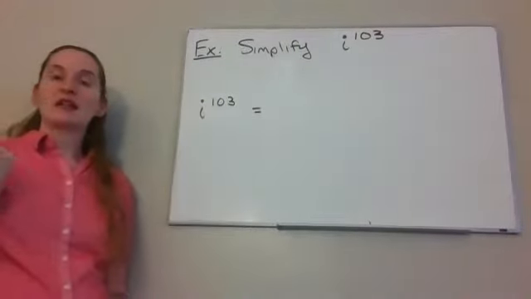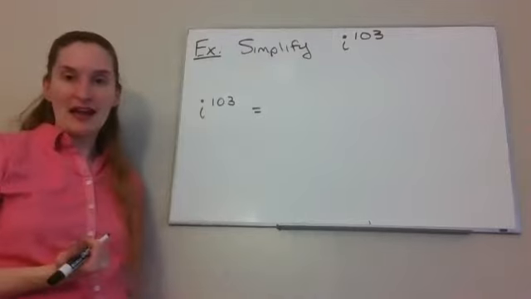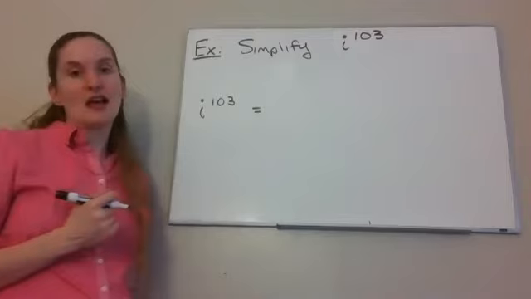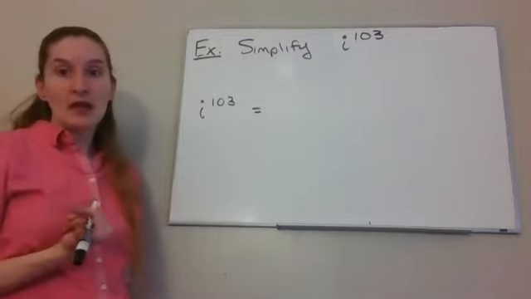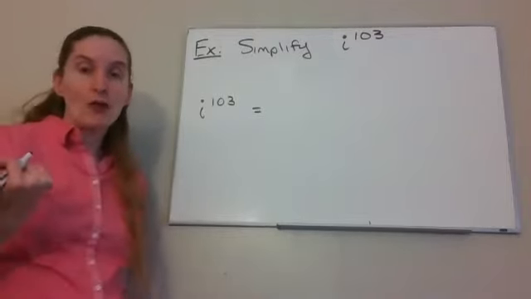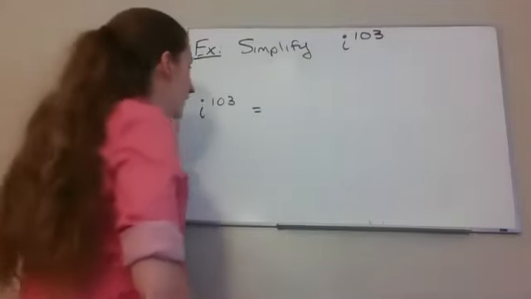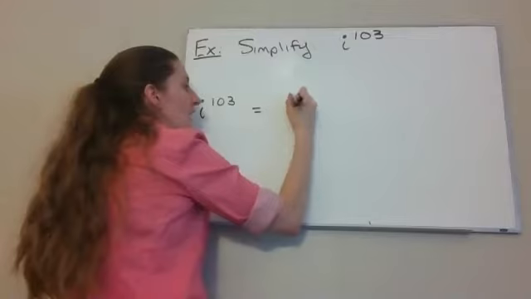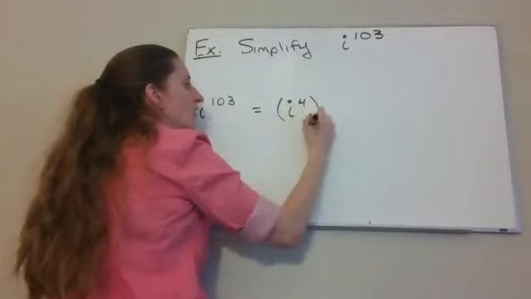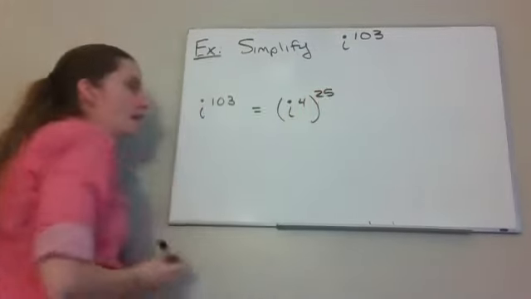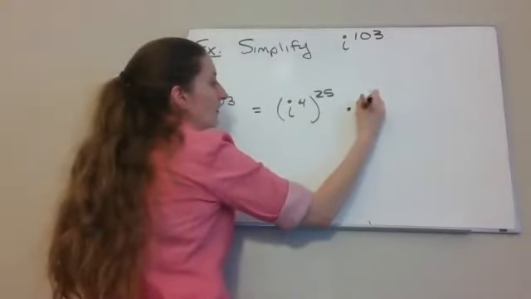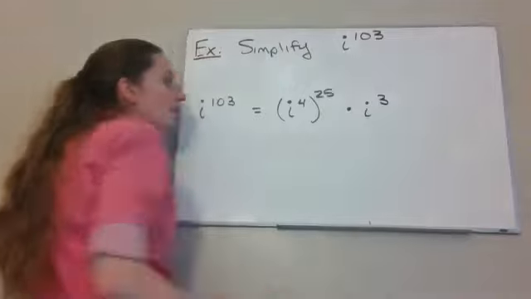I want the largest number I possibly can that is a multiple of 4, but still less than 103. And that would be 100. 100 is 4 times 25. So I can write i to the 103 as i to the fourth to the 25th, that's i to the 100th power, times i to the third.